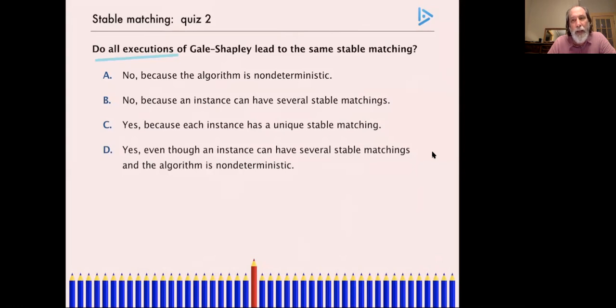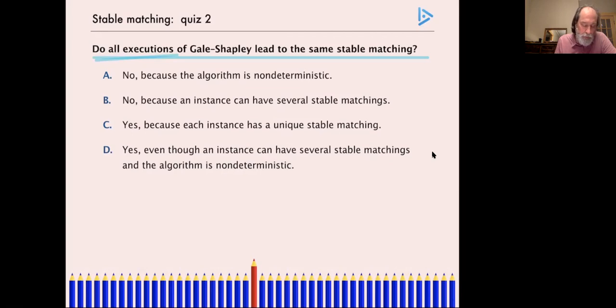But any unmatched hospital could go next, right? So you might wonder if that choice of hospitals affects the outcome. So the question is, do all executions of the algorithm lead to the same stable matching, right? On a particular input, you have lots of different possible executions depending on which hospital is chosen at each iteration of the main loop to make an offer.